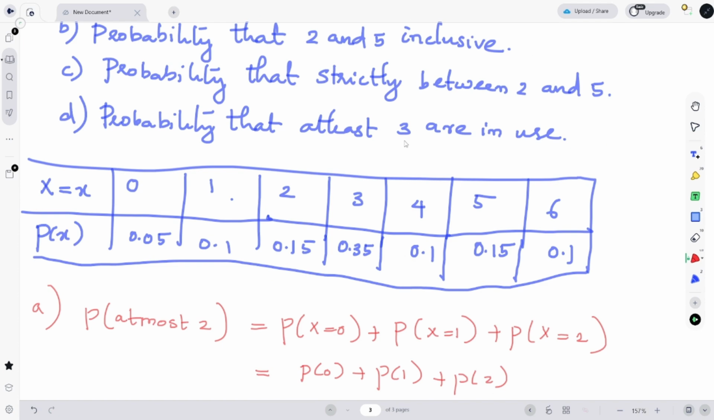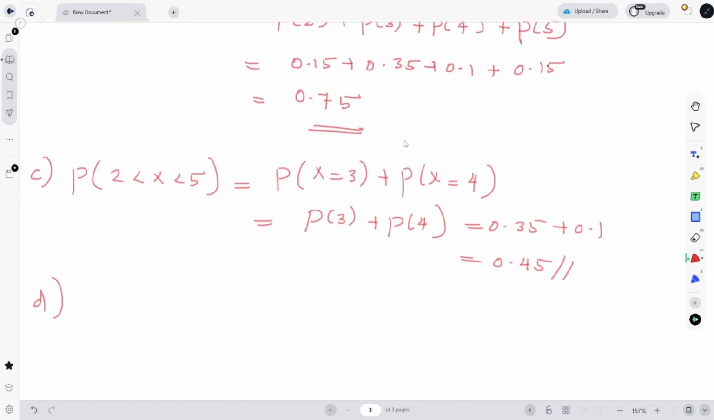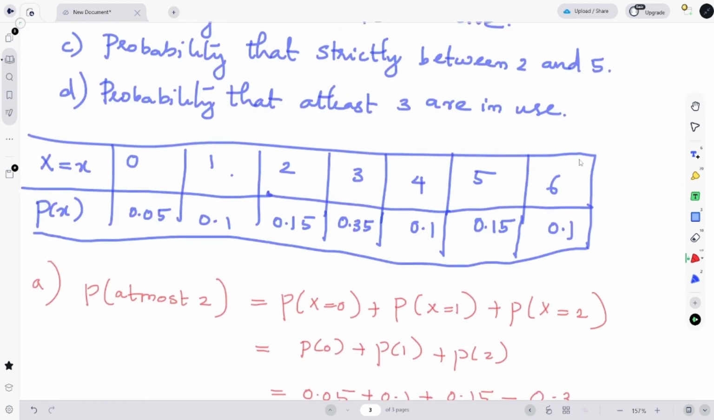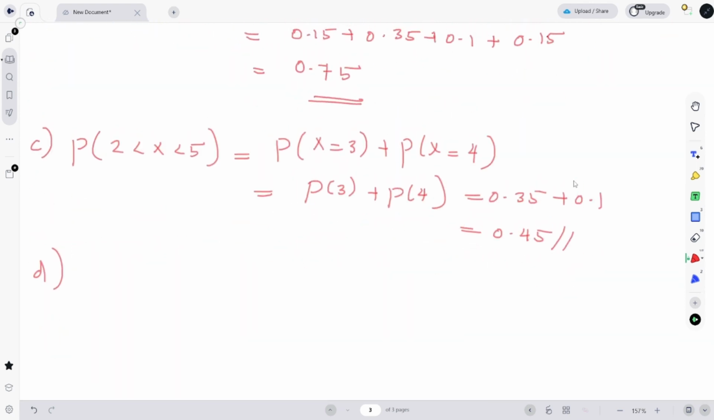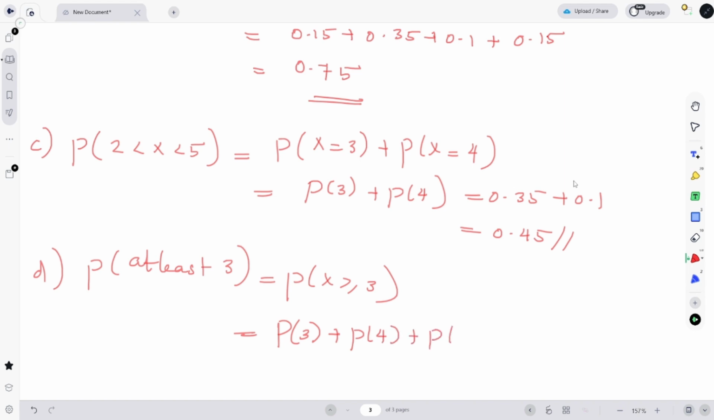Now last question, probability that at least 3 are in use. At least 3 means minimum is 3, and maximum can be 6 here. So P of at least 3 means P of x greater than or equal to 3. So this is equal to P of 3 plus P of 4 plus P of 5 plus P of 6. So when you add these probabilities, you will get the answer as 0.7. So that's all about the probability mass function. Thank you all.